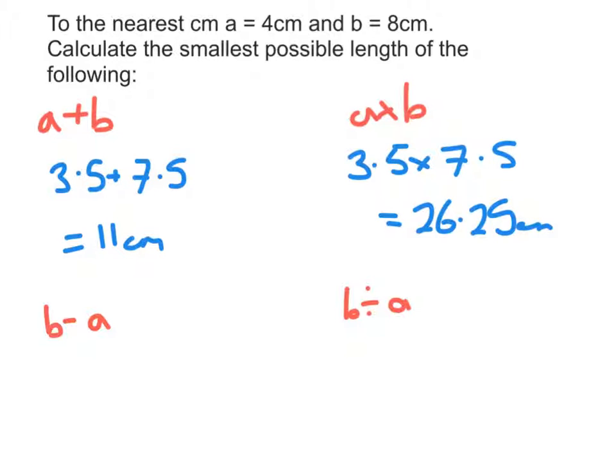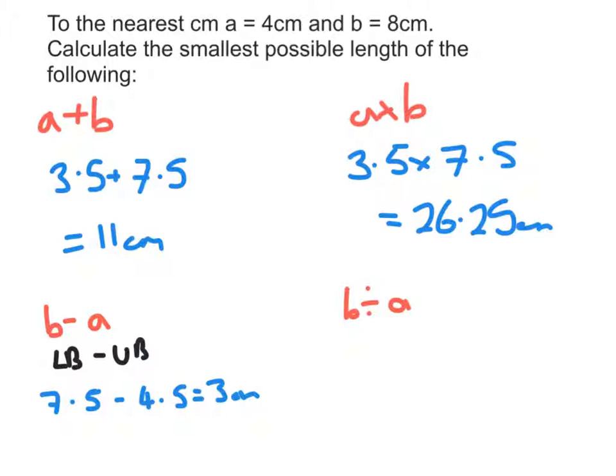When we're subtracting, to find the smallest possible value or length, it's the lower bound minus the upper bound. This will give you the smallest possible value. So the lower bound of B is 7.5. I'm going to take the upper bound of A, which is 4.5, which is 3 centimetres.